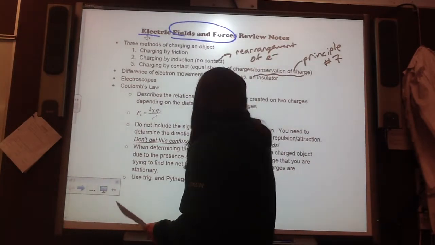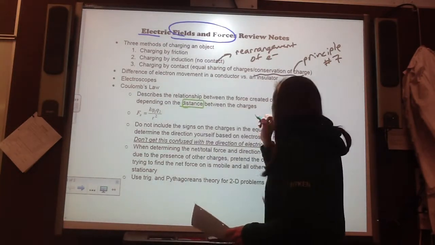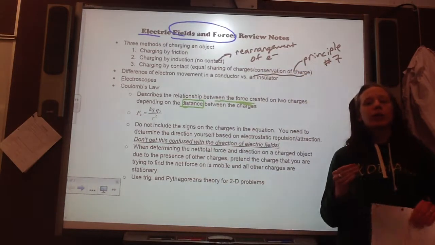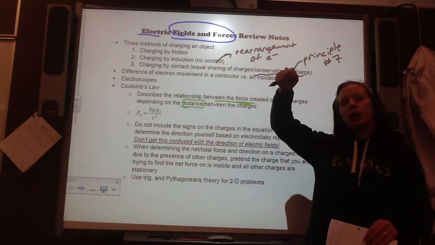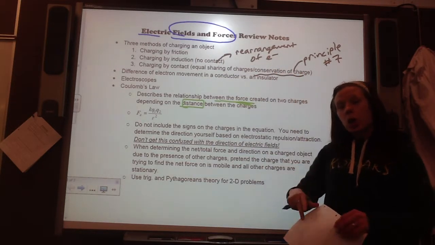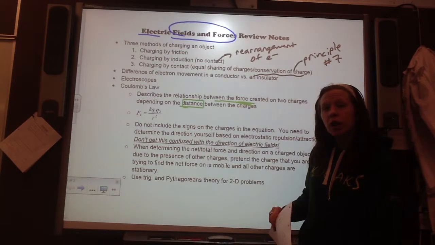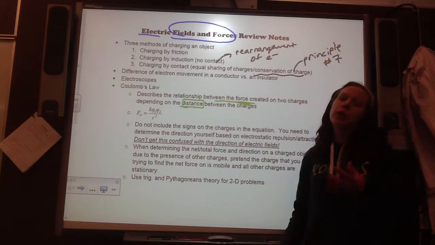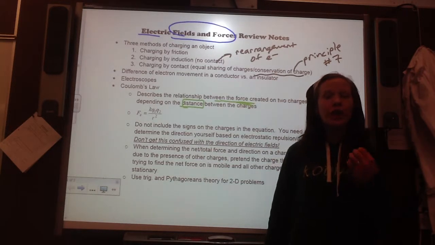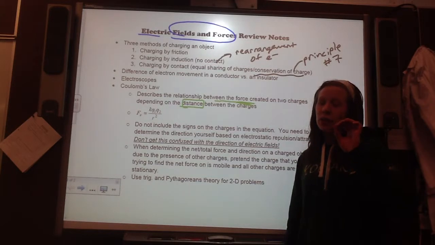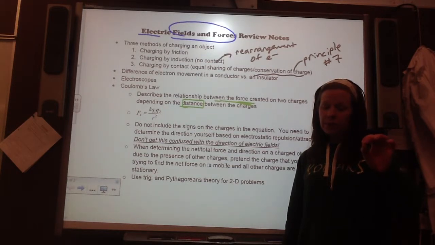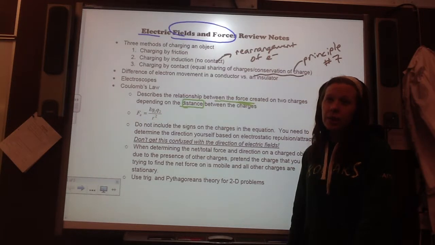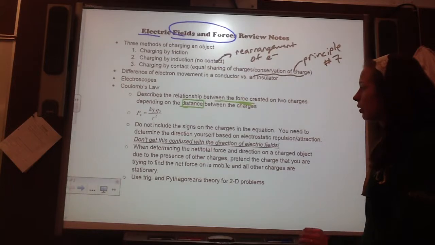Coulomb's law describes the relationship between the force created on the two charges depending on the distance, right? Distance is the key, the distance between the two charges. So it shows us how strong that force is. Remember, we started this with a charged balloon and another charged balloon. We placed one balloon down on the scale, and we brought the other balloon closer and closer, and what did we notice on the scale? There was a change in weight, because the weight is a force due to gravity, and we were actually creating more force on that balloon.